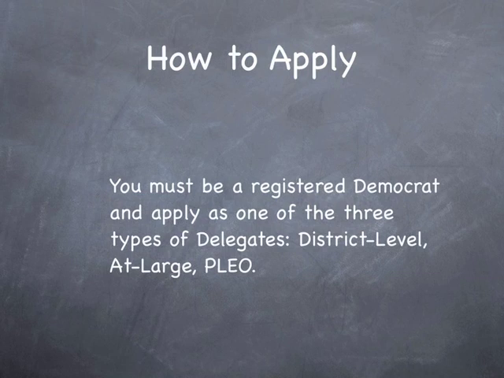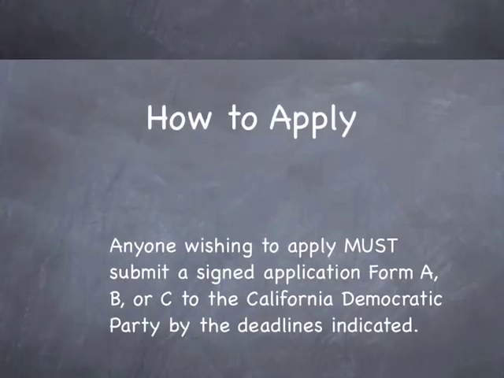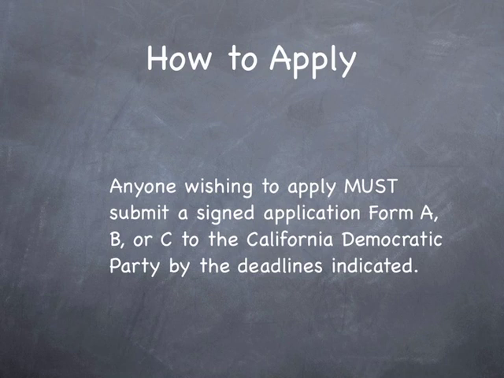Now let's break down the process of how to apply for national delegate. You must be a registered Democrat and apply as one of the three types of delegate: district level, at-large, or PLEO. Anyone wishing to apply must submit a signed application for their Form A, Form B, or Form C to the California Democratic Party by the deadlines indicated.